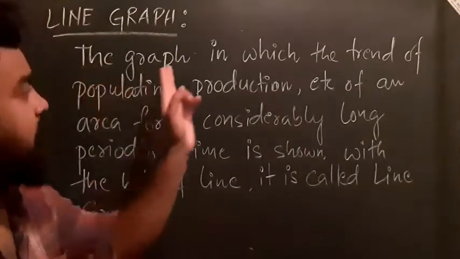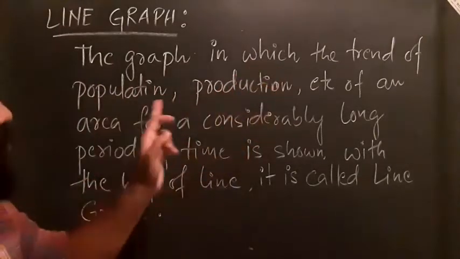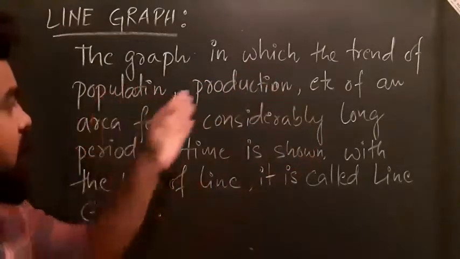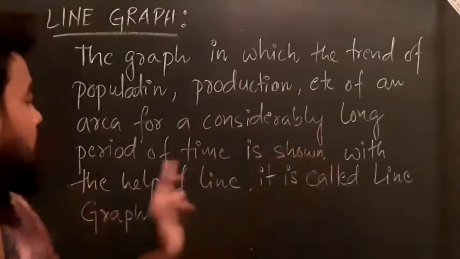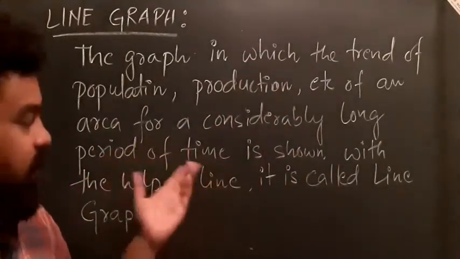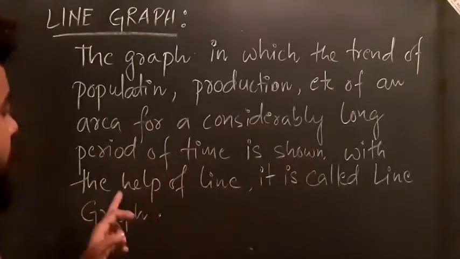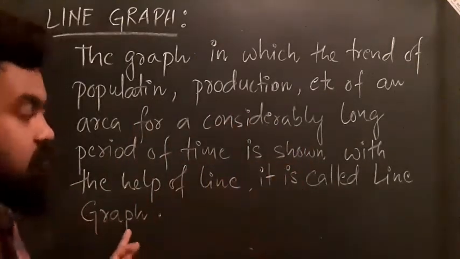It is a graph in which the trend of population, production, etc. of an area for a considerably long period of time is shown with the help of a line. It is called the line graph.